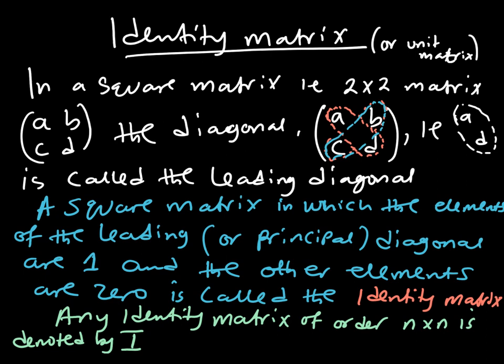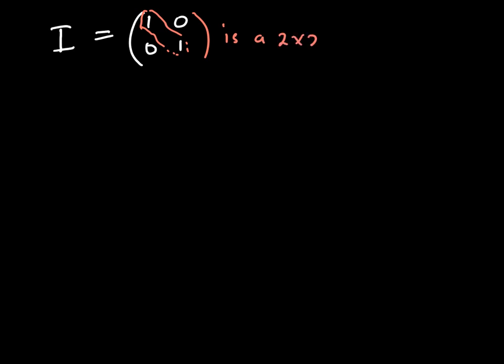So if we want an identity matrix of order 2 by 2, then it's going to be, let's write this. An identity matrix of order 2 by 2 shall be written as I equals 1, 0, 0, 1. We only have 1's on the leading diagonal. The rest of the elements are 0. So that's what we call an identity matrix, a 2 by 2. Then we can also have an identity matrix of order 3 by 3.